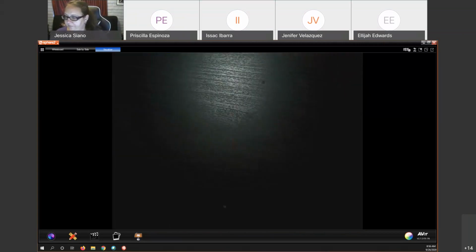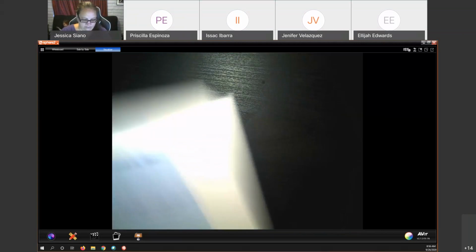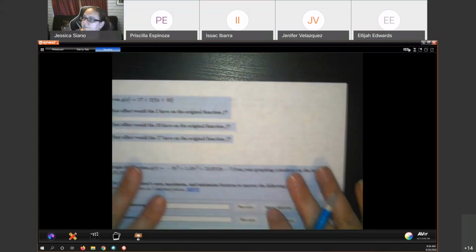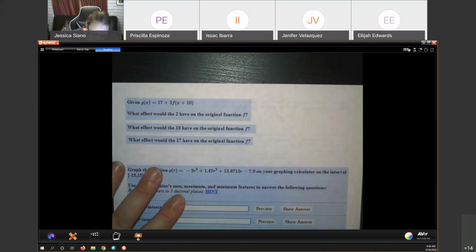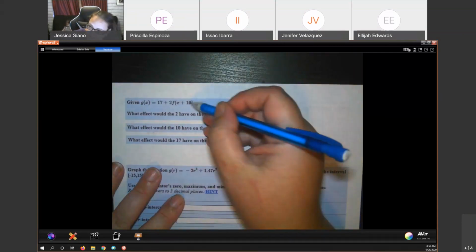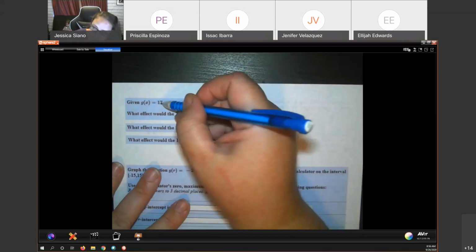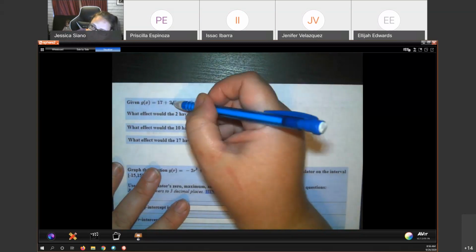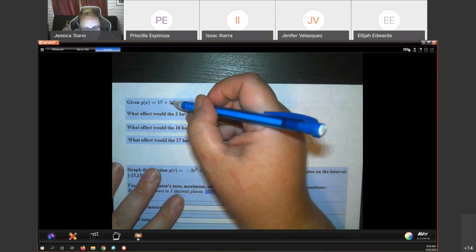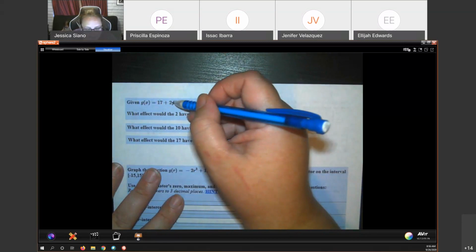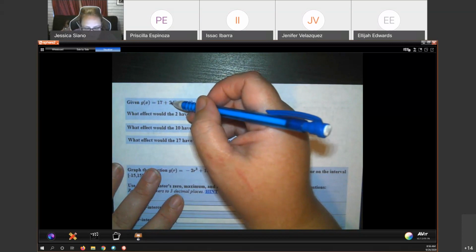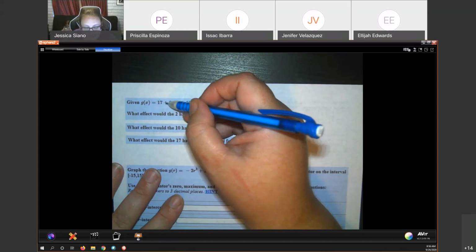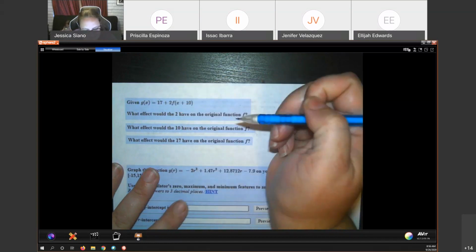Next page. All right. So remember we said that inside is horizontal change, adding on the outside is vertical change, and multiplying on the outside is either a vertical stretch or a vertical compression. If this number is greater than 1, then it's a stretch. If it's in between 0 and 1, it's a compression. If this is a minus sign, then it reflects over the x-axis.